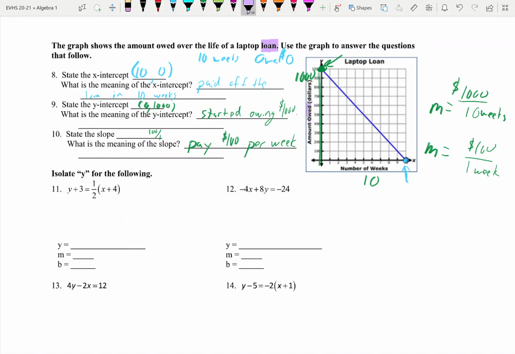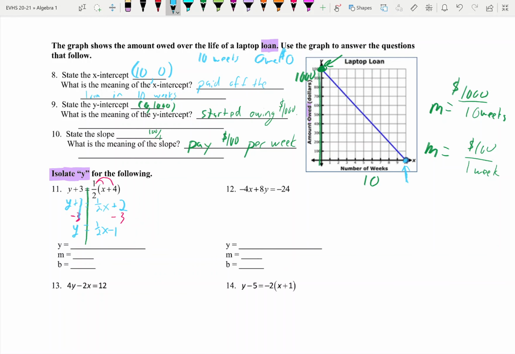Okay, isolate y. This word isolate is another word for solve. We're trying to get y by itself. So we're going to drop our vertical line down here. And now we're going to subtract. I'm sorry, first thing we're going to do is distribute our slope. So we've got y plus 3 equals 1/2 times x is 1/2 x, and then 1/2 times 4 is 2. Now our next step, we've got to subtract the 3 off of both sides.